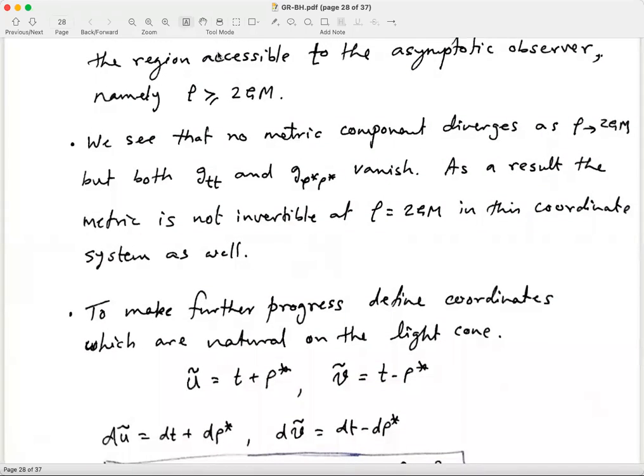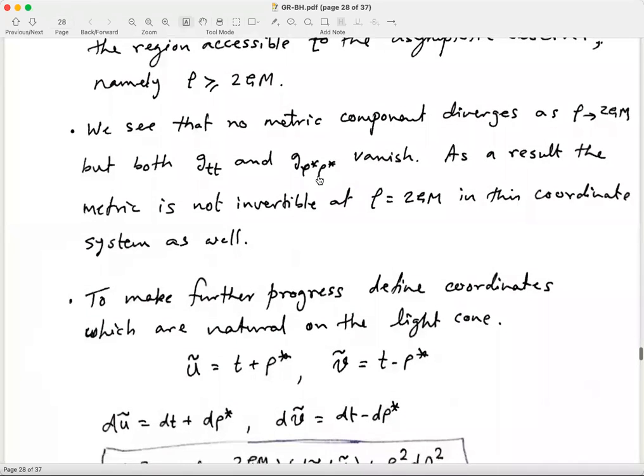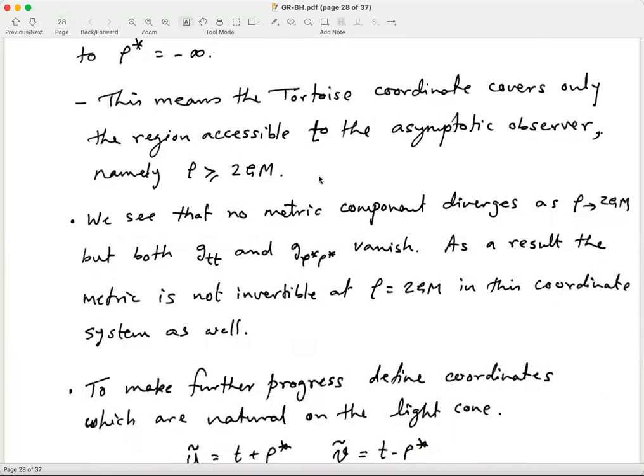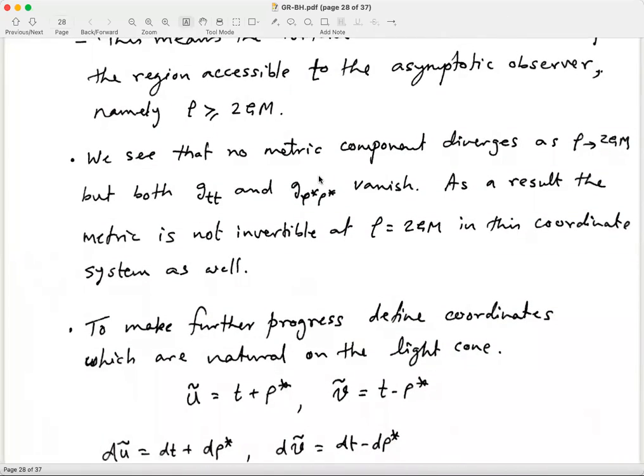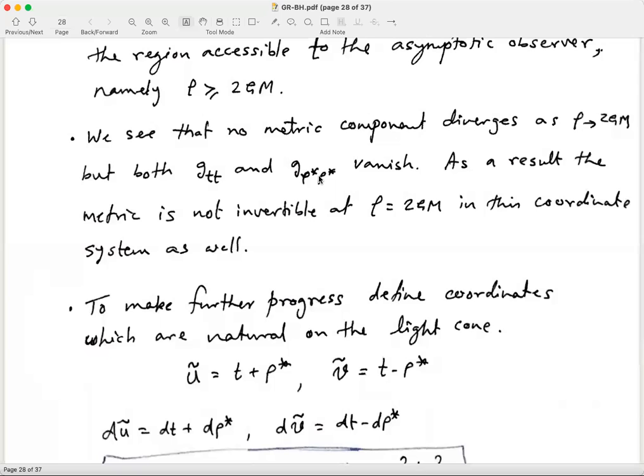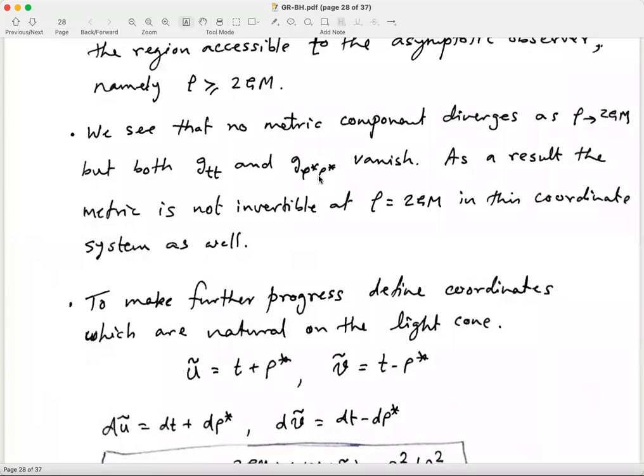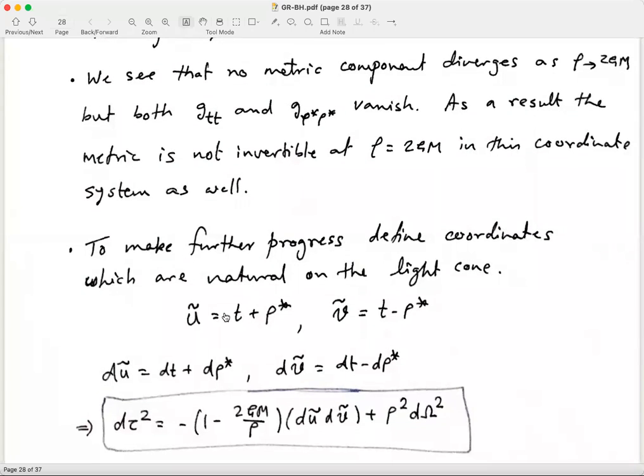So what we'll do is make another change of coordinates so that we can make this geometry look a little better. Since the light cones are at 45 degrees in the tortoise coordinate system, we'll define the light cone variables, which we'll call u tilde and v tilde, to be t plus rho star and t minus rho star. Using that you can write down du tilde is equal to dt plus d rho star, and dv tilde is equal to dt minus d rho star.